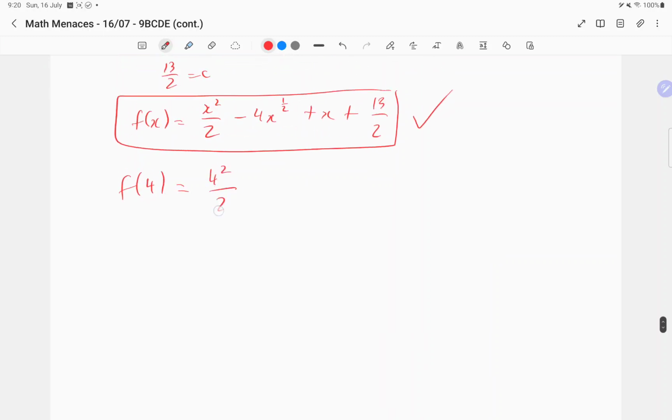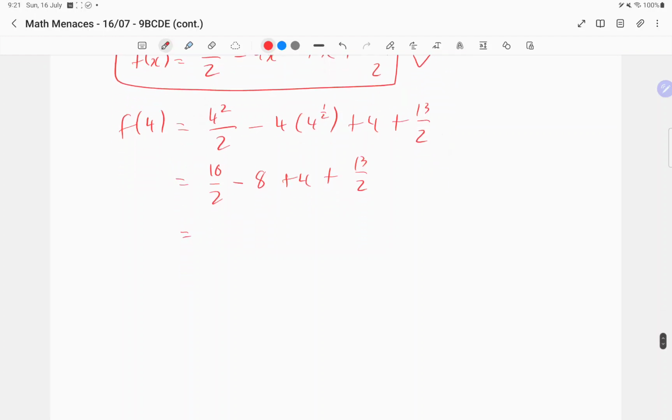That'll just be 4 squared over 2 minus 4 times 4 to the power 1/2 plus 4 plus 13 over 2. So that will be 16 over 2. 4 to the power 1/2 is just square root 4. So that will be 2 times 4 is 8, plus 4 plus 13 over 2. Okay, so that would be 29 over 2. And then minus 4. So that's minus 8 over 2. That would be 21 over 2. So that's the answer. That's the final answer. Okay, any question?